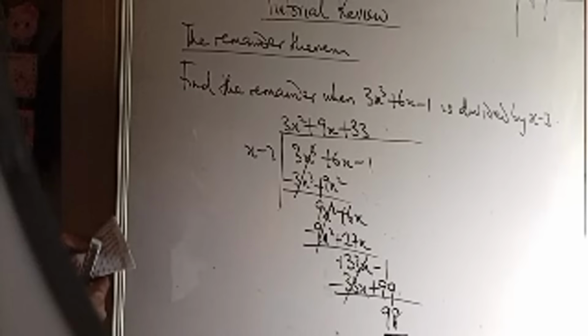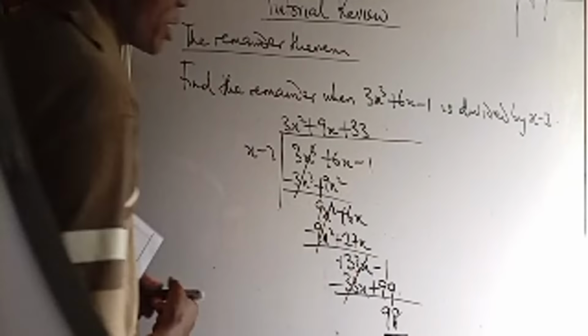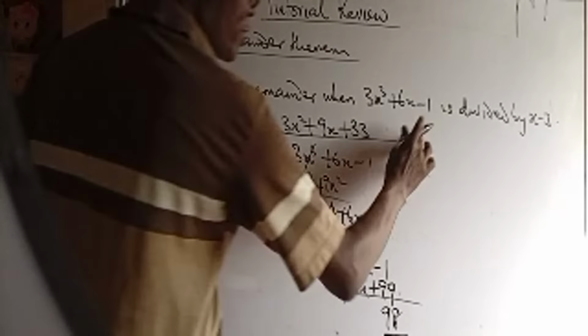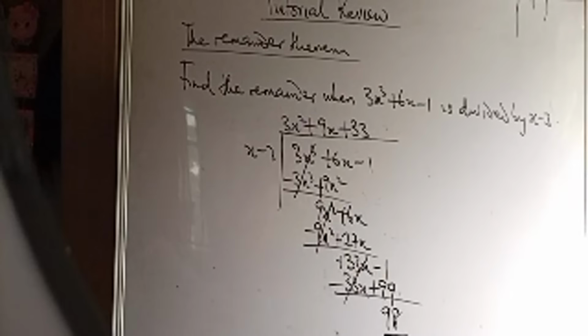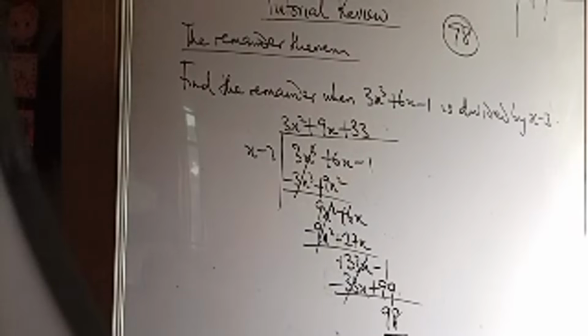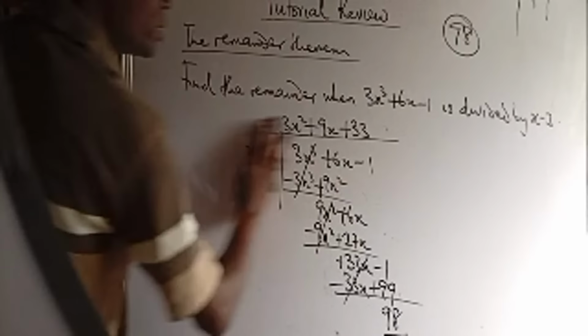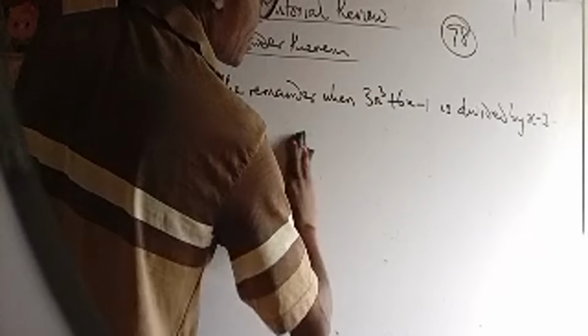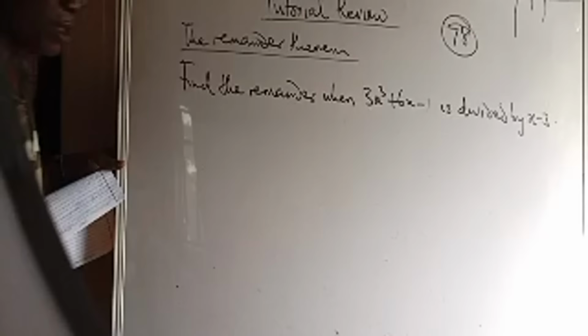So let's now use the alternate method instead of this long division method. Let me clean it. Don't forget the remainder was 98. We obtained 98 as our remainder. Now let's use the shorter method, which is very, very fast. Within 1 minute, we are done.